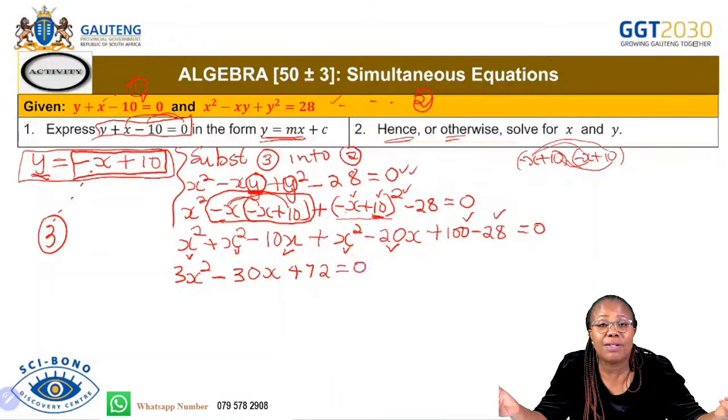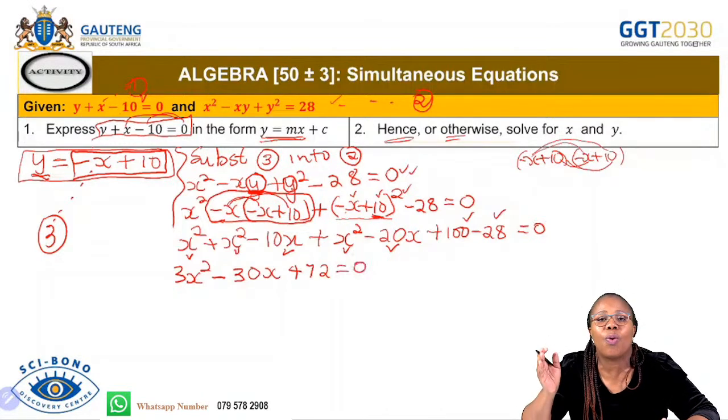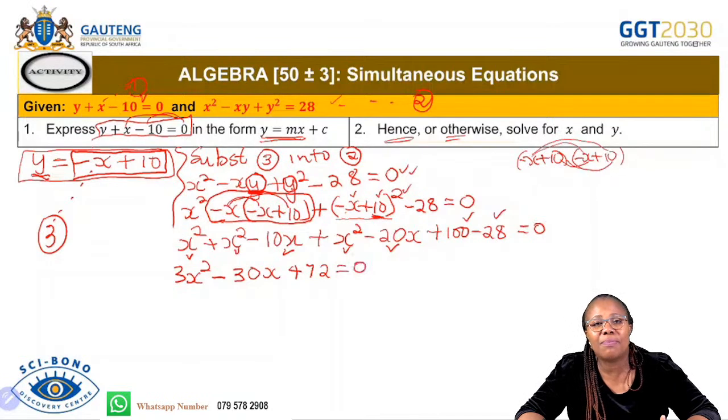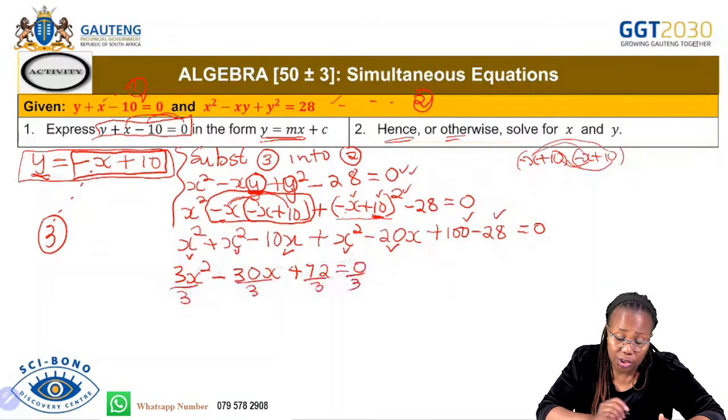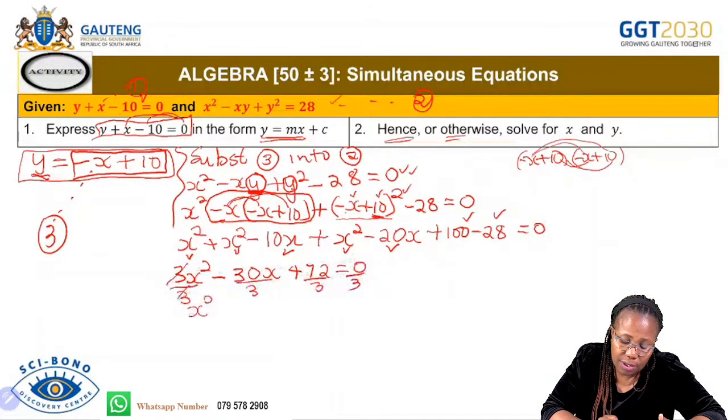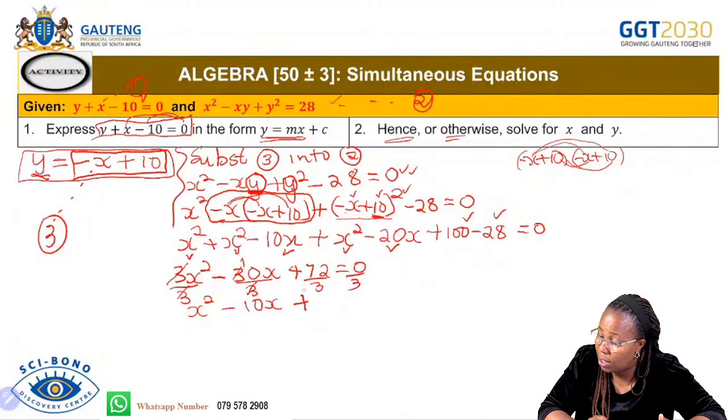If you don't want to do that, remember your quadratic formula will assist you everywhere you want to factorize a quadratic equation. You can use the quadratic formula: x equals minus b plus or minus the square root of b squared minus 4ac over 2a. Or alternatively, you can divide by 3 throughout to simplify this quadratic equation. 3 will cancel 3, we are left with x squared minus 10x, because 3 into 30 is 10. And then 3 into 72 gives 24, and then equals 0.